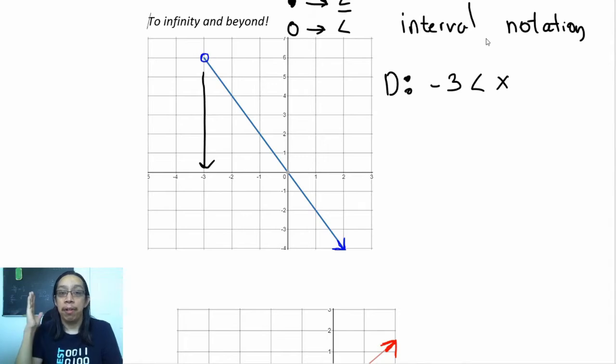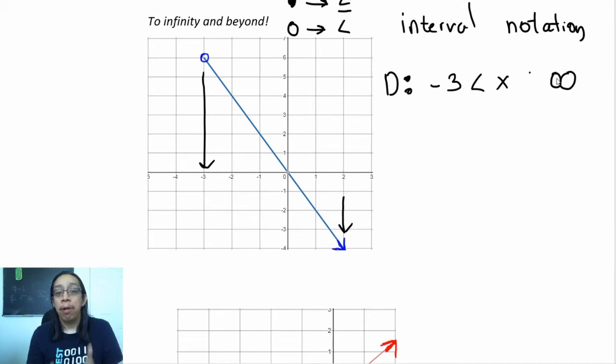Okay, so now where is my right endpoint? Well, my right endpoint would have been right here, but there's an arrow there. So what does that mean? Well, that basically means that because there's an arrow, my second number is going to be infinity. So that means that this right here is going to be infinity.